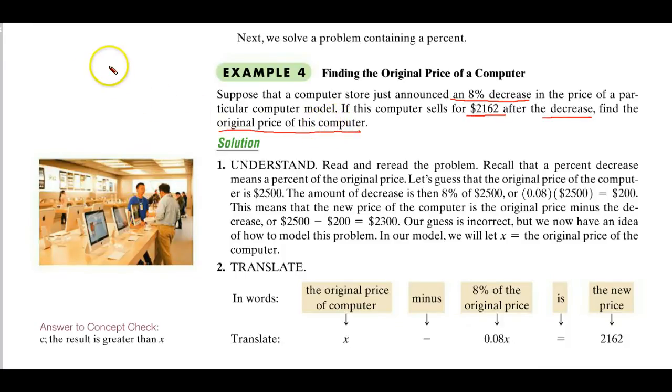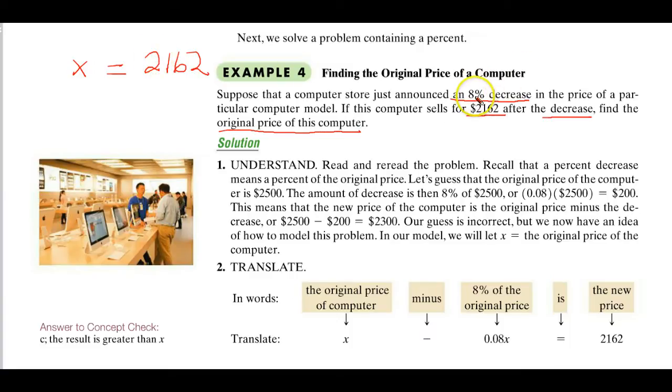So, let's set up a little equation here. Now we're going to say that X was the original price. But now that original price has become 2162. Now, even though it looks like an equation, it's not, because this is the original price and this is the new price.